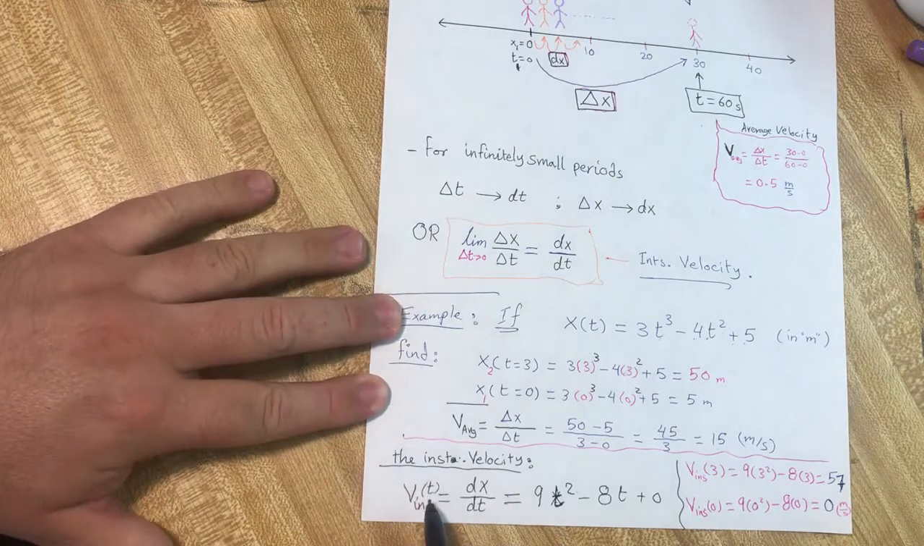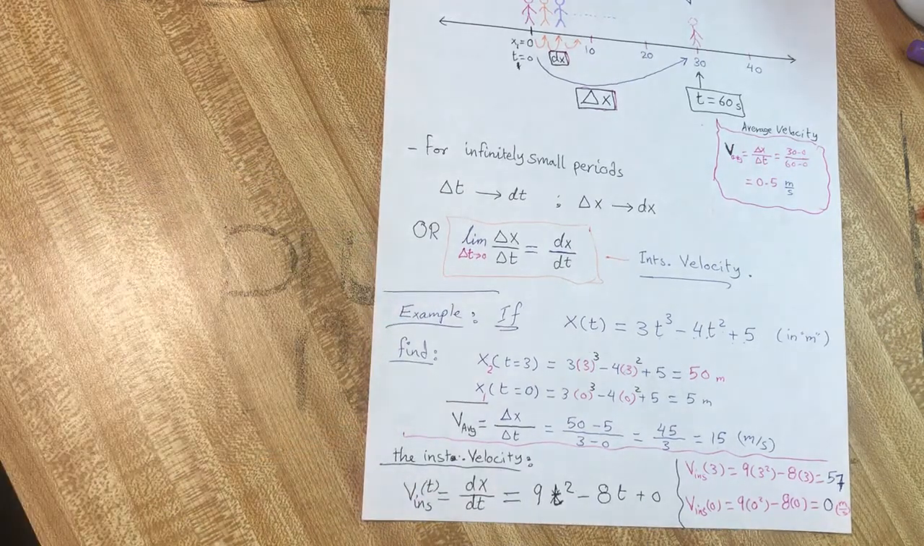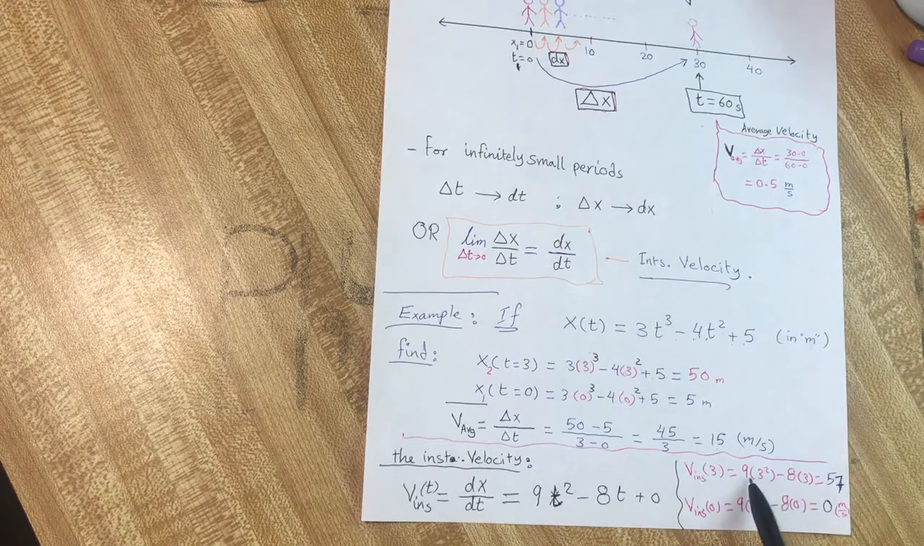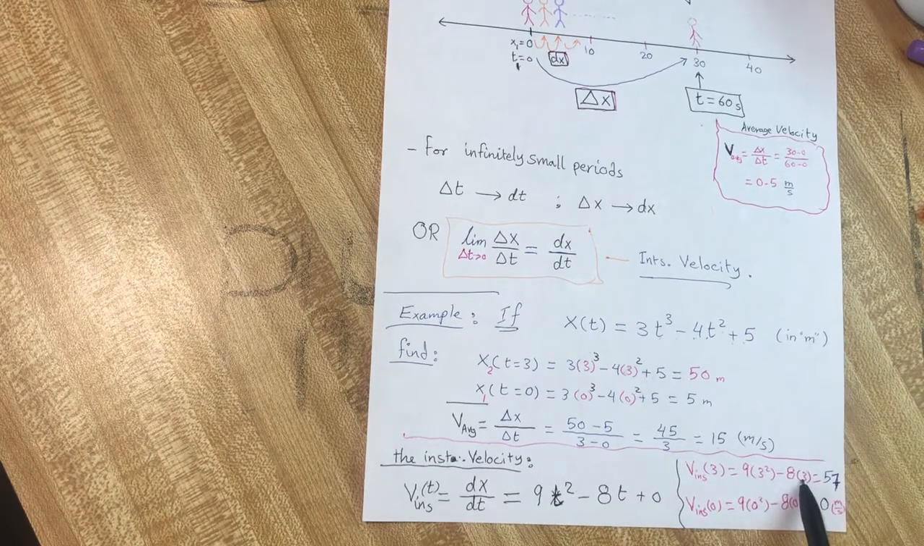Okay, now if I need to find the instantaneous velocity, I have the velocity as a function of t. I just need to put in the time at which I need the instantaneous velocity. So the instantaneous velocity at t equal to 3, I just put the 3 here. It is 9 times 3 squared, minus 8 multiplied by 3, which is 75 meters per second.